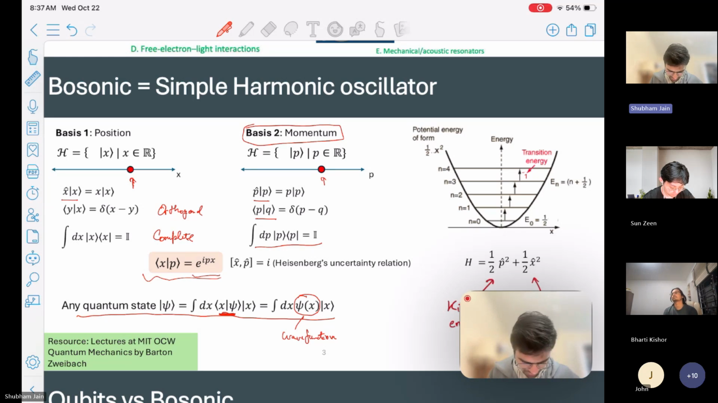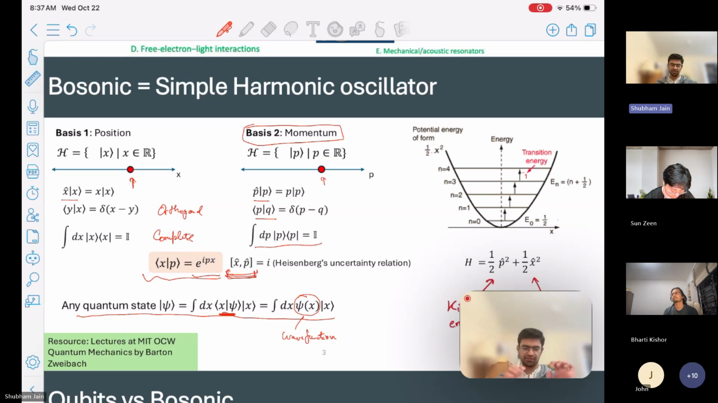Yeah, and this is the thing I mentioned before, that you cannot measure the position and the momentum at the same time, which means that these two operators do not commute. And this is very famously also known as Heisenberg's uncertainty relation. This is one of the forms of the Heisenberg uncertainty relations. Yeah, let's leave it there.